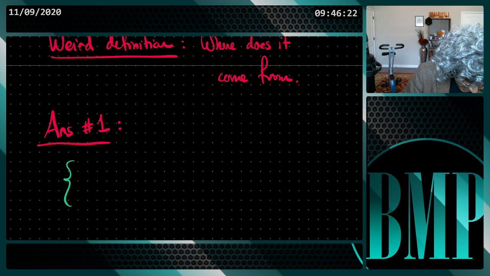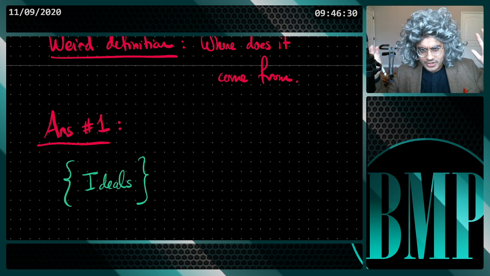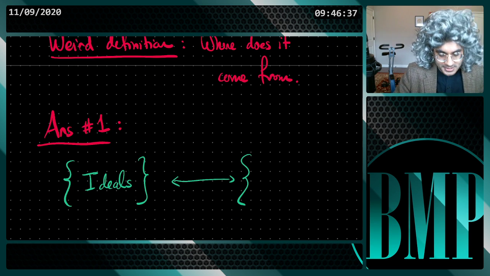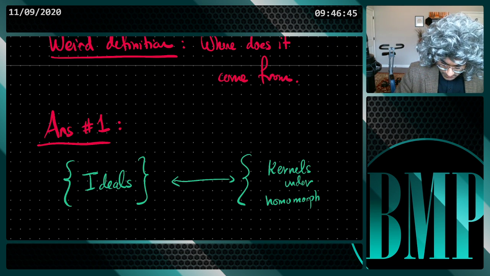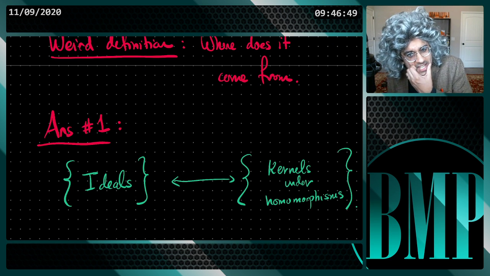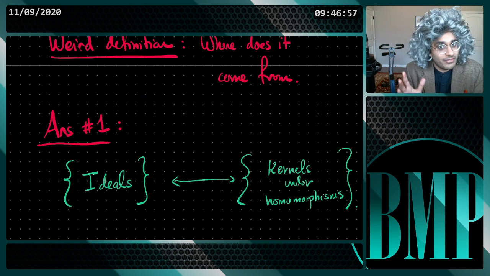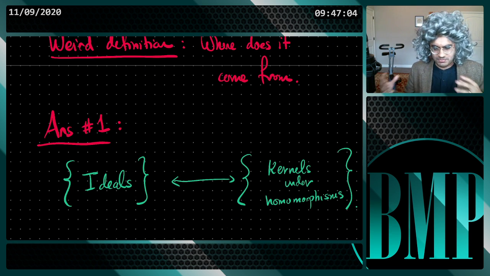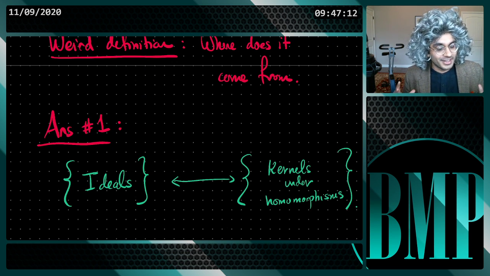Answer 1. The set of all ideals in every single ring is the same as the set of all kernels. Just like in group theory, the normal subgroups have their own independent definition: some subgroup preserved under arbitrary conjugation. Oh, wow, wonderful. Why is that interesting? Well, another way to think about a normal subgroup is that it's a kernel under some kind of homomorphism.